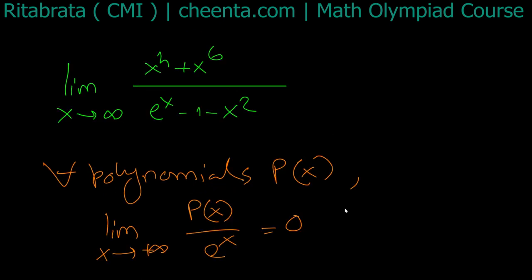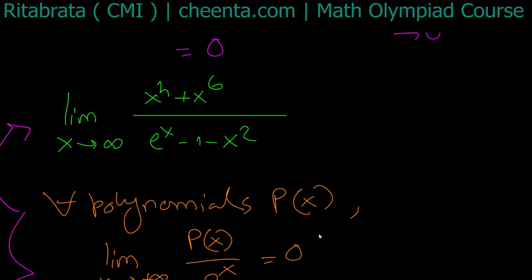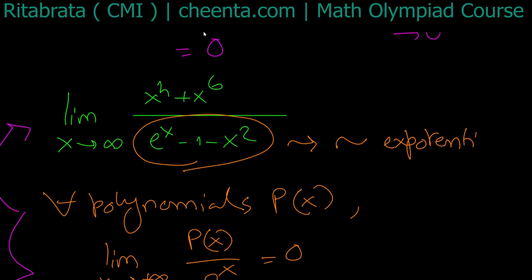Now using this, think about this limit. How does this limit look? The denominator is dominated by an exponential function. It is equivalent to an exponential, and the numerator is equivalent to a polynomial. So this ratio also goes to 0, like it becomes very small.